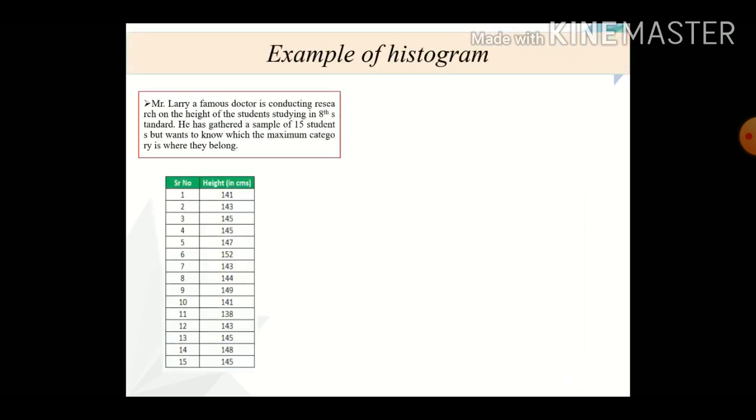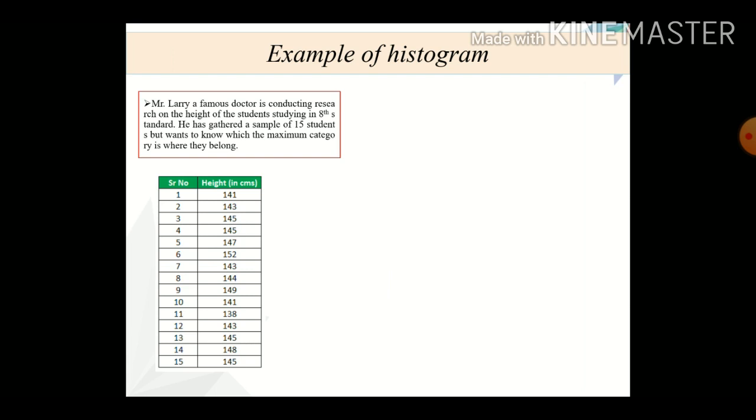Example of histogram. Mr. Rary, a famous doctor, is conducting research on the height of the students studying in a standard. He has gathered a sample of 15 students, but wants to know which is the maximum category where they belong. The following is a data table of 15 students. Solution.